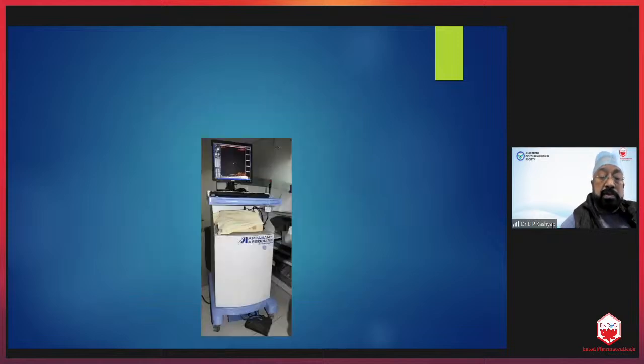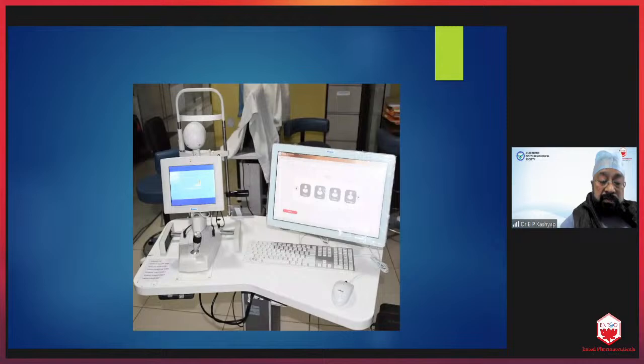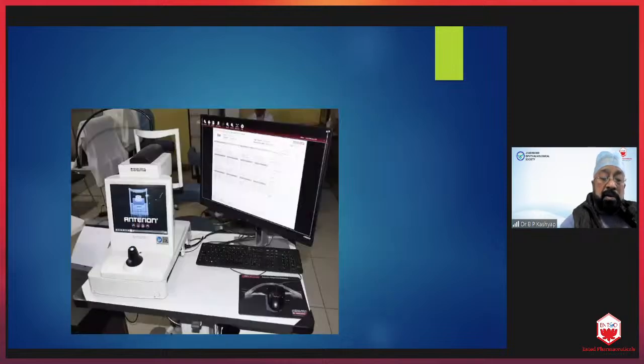The specular microscope is essential. The B scan is a part of the A scan. The Verion tells you where to give the incision. If you give the incision somewhere, what will the outcome be and what will the IOL power calculation be? There is the anterior, and it gives you everything. It gives the higher order aberrations, the anterior chamber depth, the aqueous depth. It is a very, very useful machine.